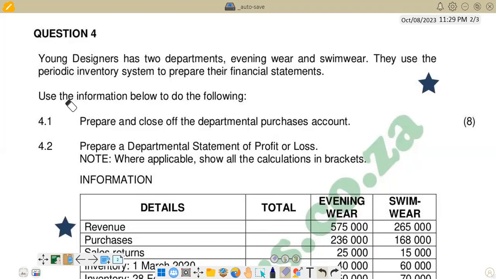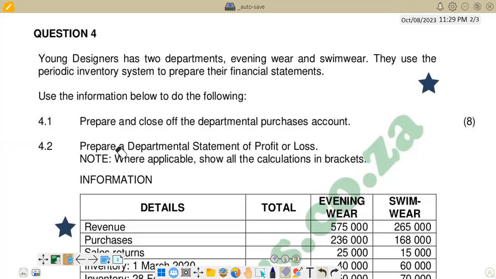The question says to use the information below to do the following. The first part requires us to prepare the departmental purchases account. In the periodic inventory system, we open the purchases account when we purchase goods, that is, when we purchase stock. But in the perpetual system, we open the trading stock account or the inventory account. That's the other difference between the perpetual and the periodic inventory system. So let's try to prepare the first one.